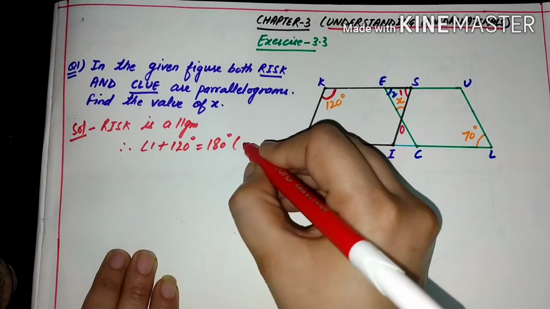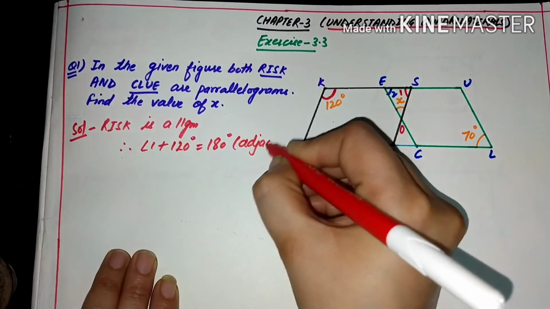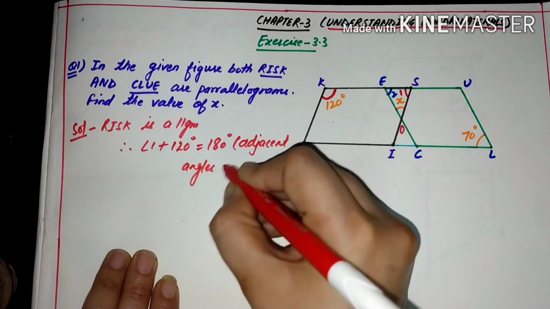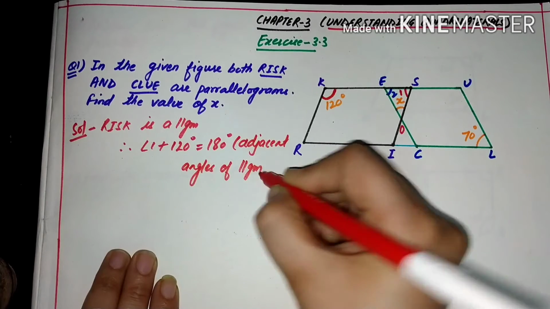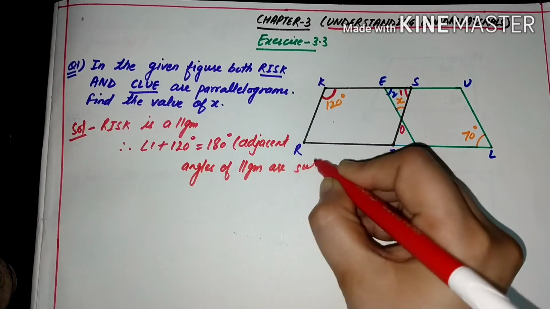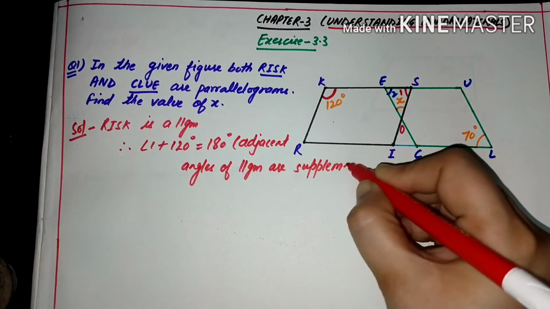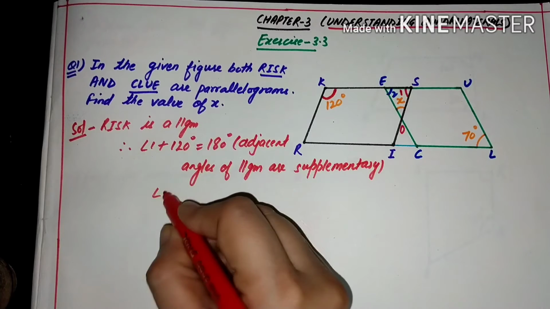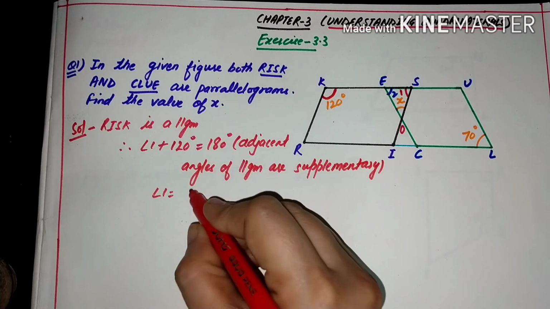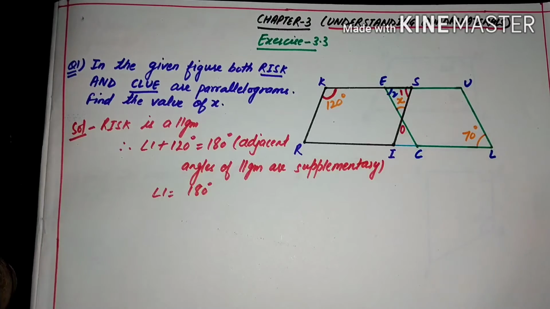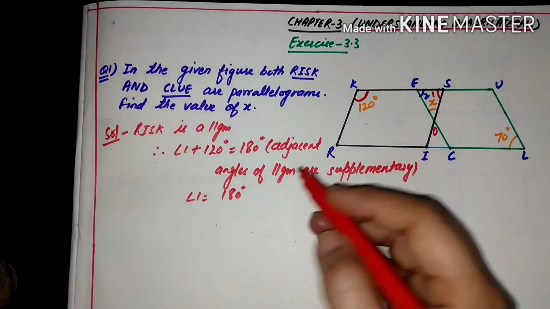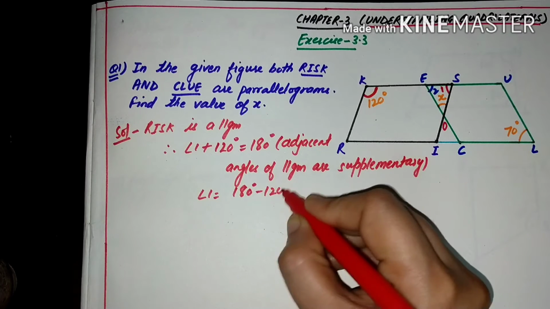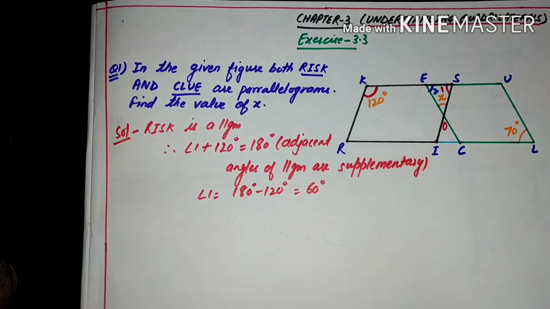Reason is adjacent angles of a parallelogram are supplementary. See, so we got the value of angle 1. Angle 1 is equal to 180 degree minus 120 degree, that is equal to 60 degree.